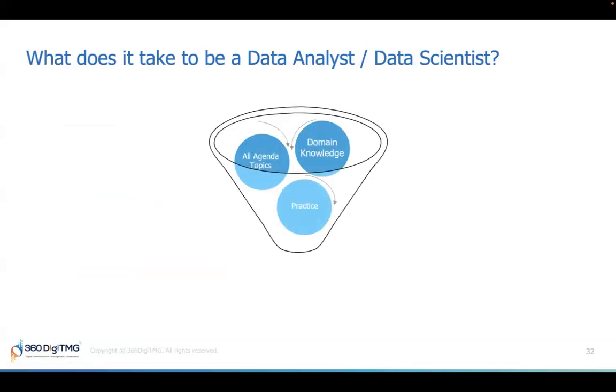What does it take to be a data analyst or a data scientist? You need to know what the topics are. You need to have a little bit of domain knowledge, technical skills, and most importantly, keep practicing. Practice makes perfect. Let's say you are interested in learning how to swim. And let's say you watched all the videos on YouTube and the internet related to swimming, read all the books, gone through every tip and trick, and memorized everything.